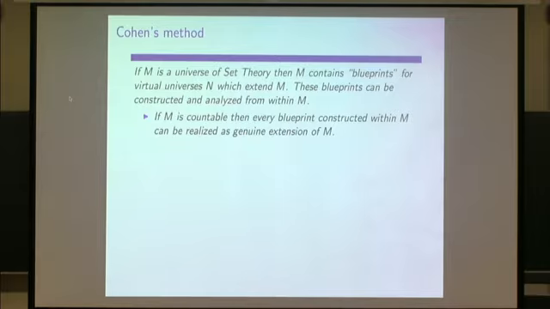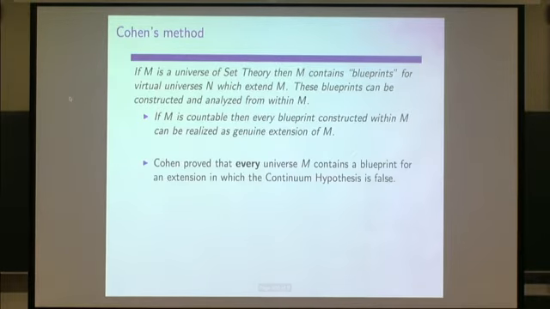So Cohen solved the extension problem. Gödel solved the submodel problem. Cohen solved the extension problem, entirely analogous with fields in some sense. Cohen proved that every universe M contains a blueprint for an extension in which the continuum hypothesis is false. So that's how he got his theorem.